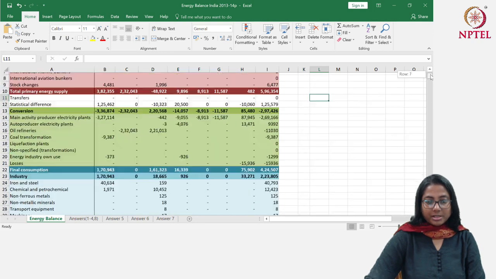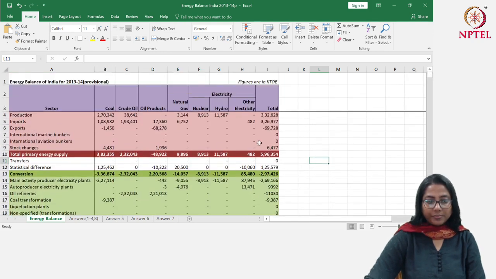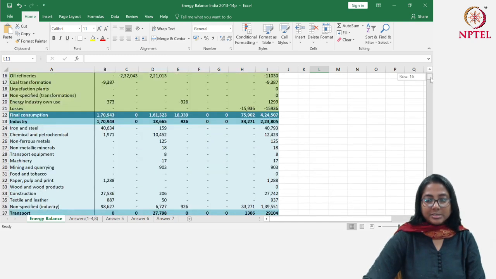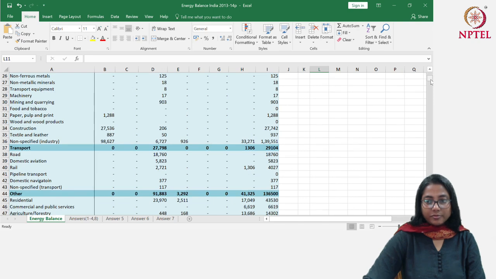So the pink part is the supply block. This brown row tells you the total primary energy supply. Then you have the transfer row, where there is no entry. You have some statistical difference. The green block tells you that this is the conversion where the primary energy is being converted to the secondary energy. And the blue part that you see here is basically the demand for energy.